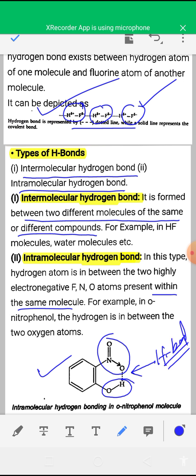Due to the presence of hydrogen bonding, the boiling point of the compound increases and the compound becomes less volatile. All these properties you can explain using the concept of hydrogen bonding.